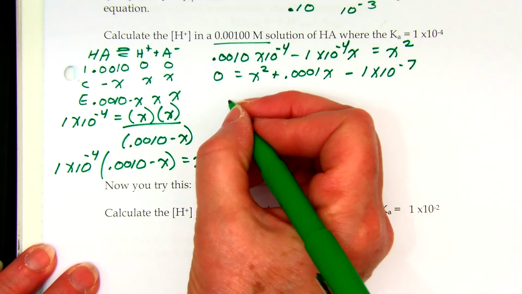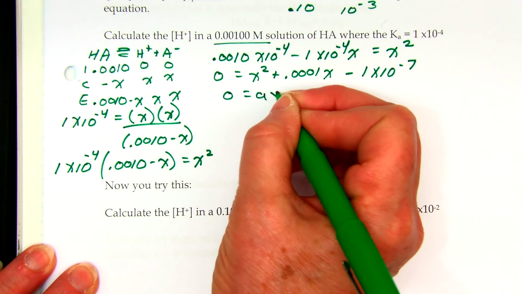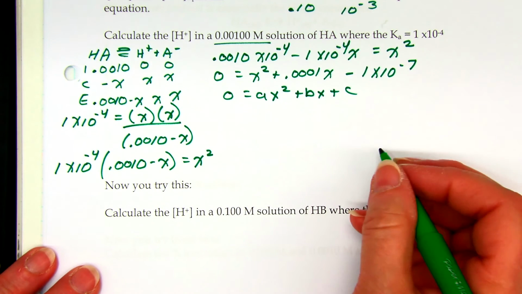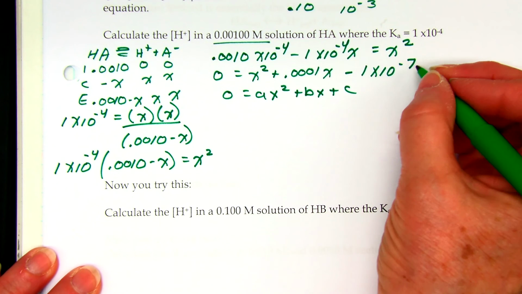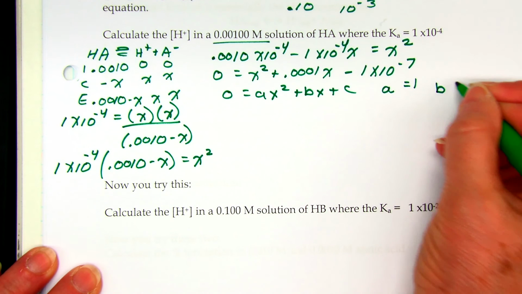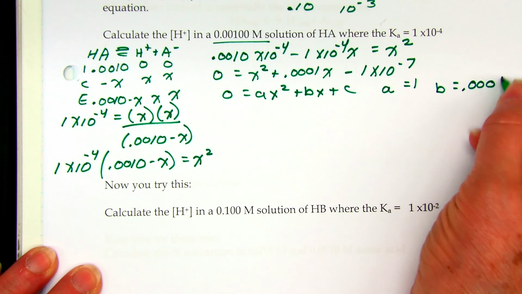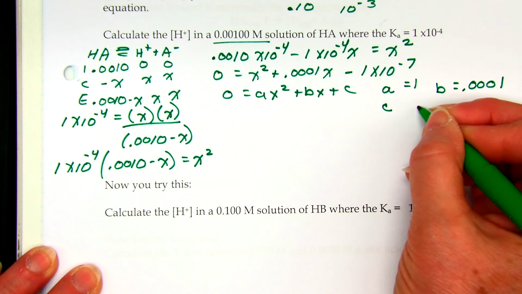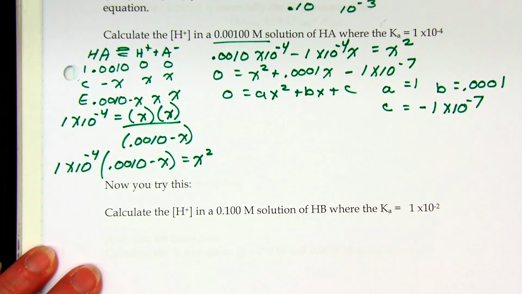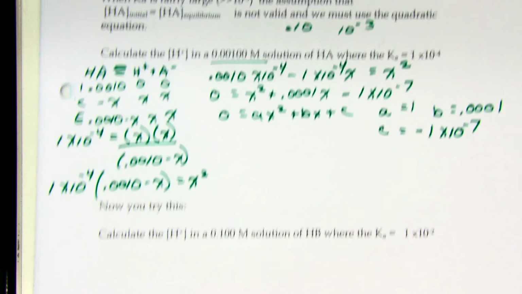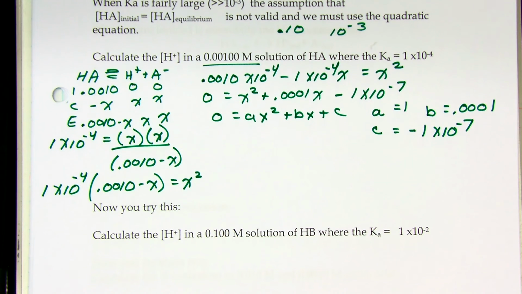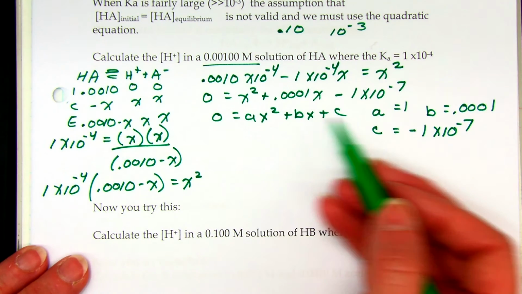So we think of this as 0 is equal to AX squared plus BX plus C. So we identify our variables. A is equal to 1, B is 0.0001, and C is negative 1 times 10 to the negative seventh. How did you get negative 7? I multiplied something. You get it from multiplying out.